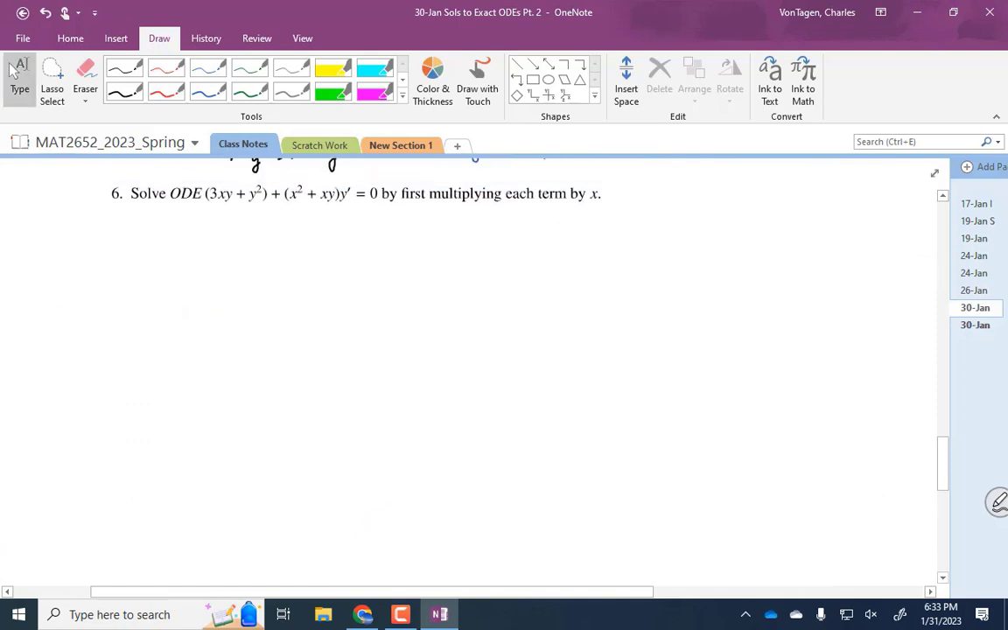This is a nifty situation here. I discovered this in a handful of books. It's not in our book. I'm going to go ahead and multiply both sides of this equation by x. Why? We'll talk about that down below. But let's first multiply both sides of this equation by x, which is a legal move, as long as x isn't 0, on both sides. And so we end up with 3x squared y plus xy squared plus x cubed plus x squared y prime equals 0.